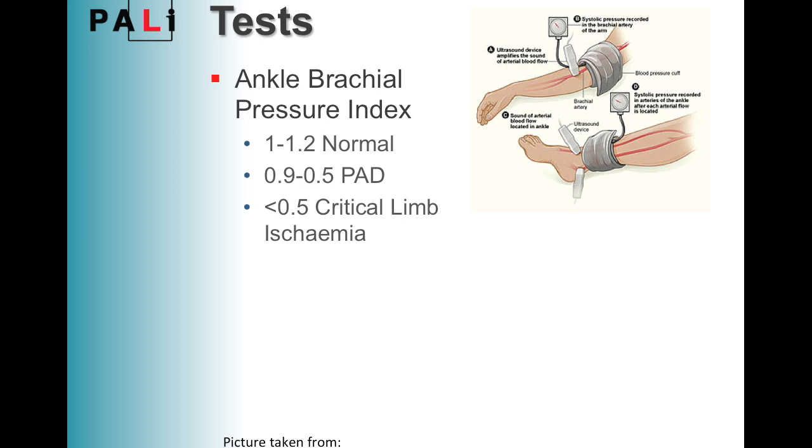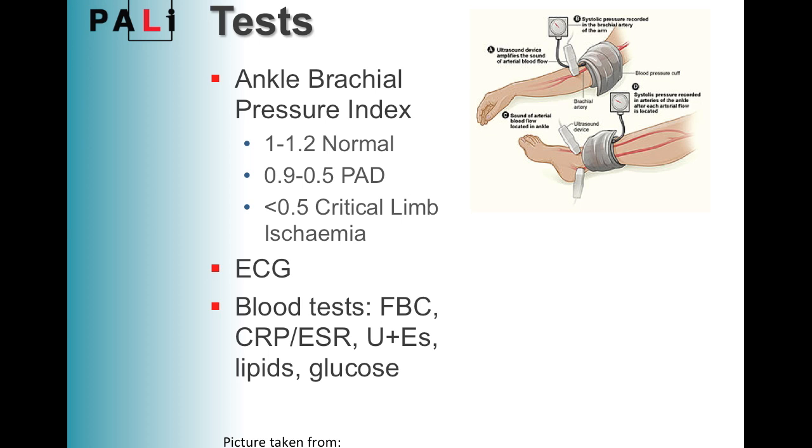Other tests include an ECG looking for any coronary artery disease. Blood tests include a full blood count looking for any anemia or polycythemia that can lead to pain in the limbs. Acute inflammatory markers may indicate an arteritis. Urea and electrolytes, looking for any renal disease, lipids for hyperlipidemia, and also glucose for any signs of diabetes.